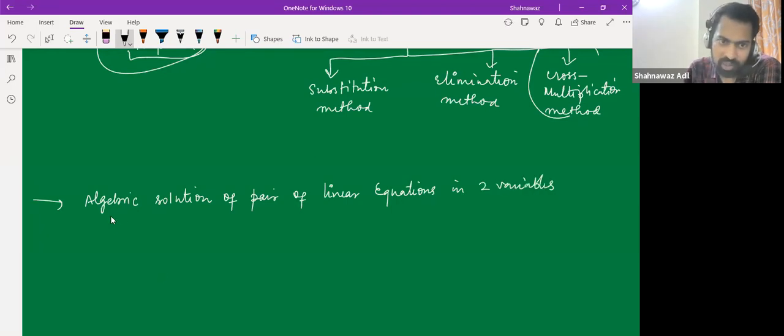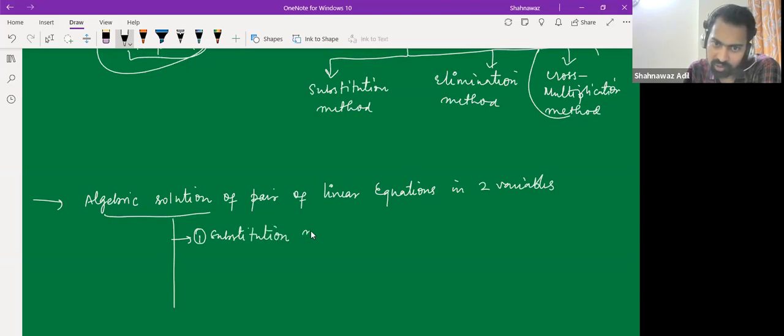Right, so the first method is the substitution method. So in the next exercise, we will talk about the substitution method. So what is the substitution method? Let's say that I have two equations.